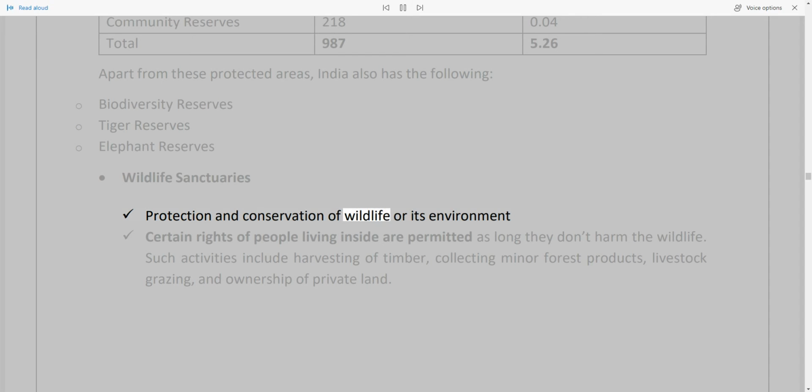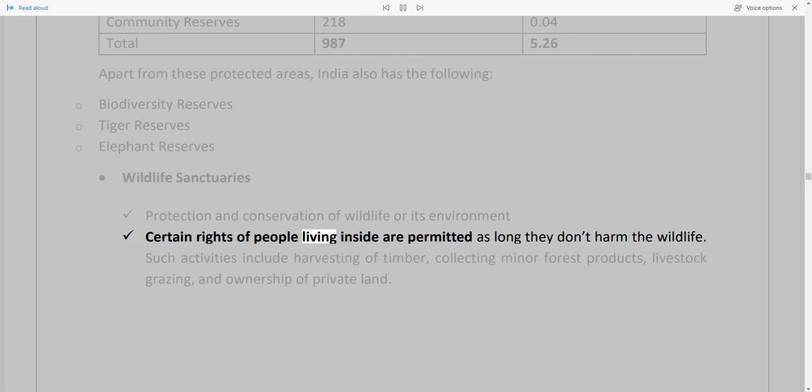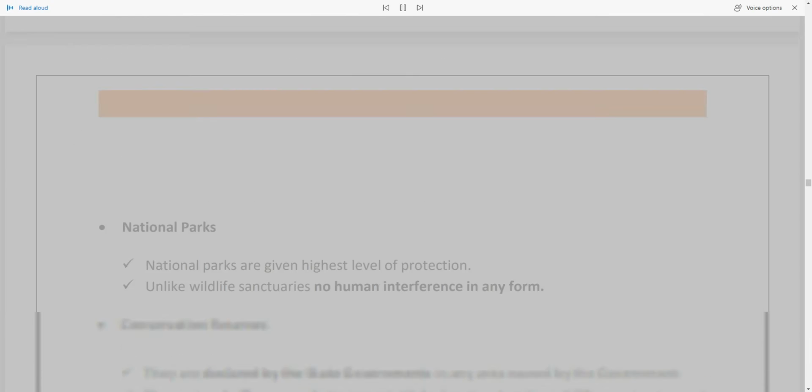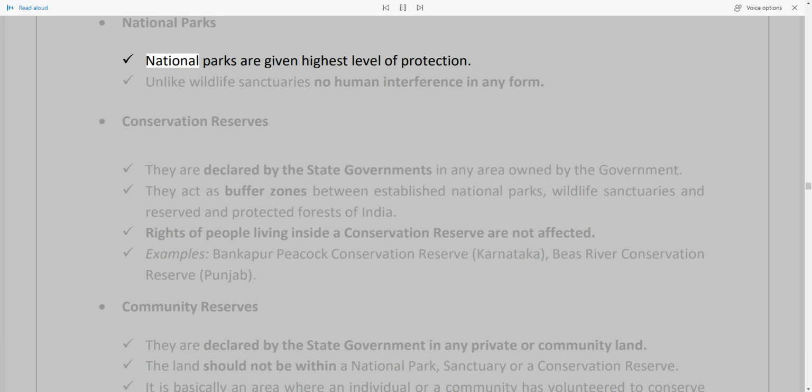Wildlife Sanctuaries. Protection and conservation of wildlife or its environment. Certain rights of people living inside are permitted as long as they don't harm the wildlife. Such activities include harvesting of timber, collecting minor forest products, livestock grazing, and ownership of private land. National parks. National parks are given the highest level of protection. Unlike wildlife sanctuaries, no human interference in any form is allowed.